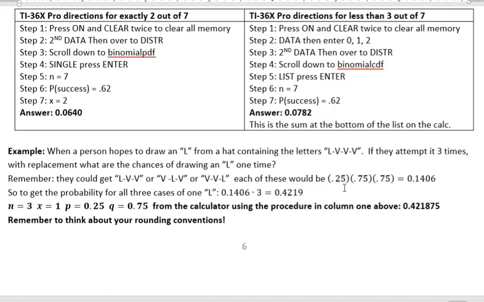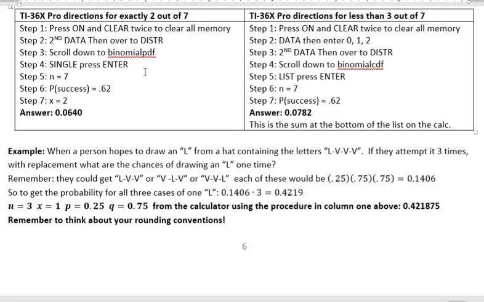Or you could also use your calculator, and you can use it by using the same process that's up here for the first column here. N is 3 here because you're going to attempt this 3 times. X is 1 because you're hoping to draw 1 L. The probability of success is 0.25, and the probability of failure is 0.75. You don't actually need the probability of failure to use your calculator for this.